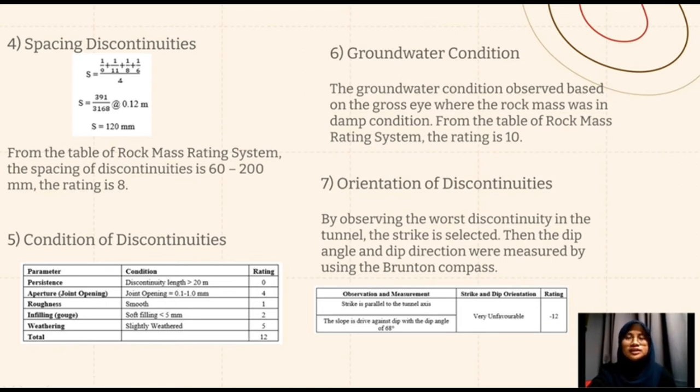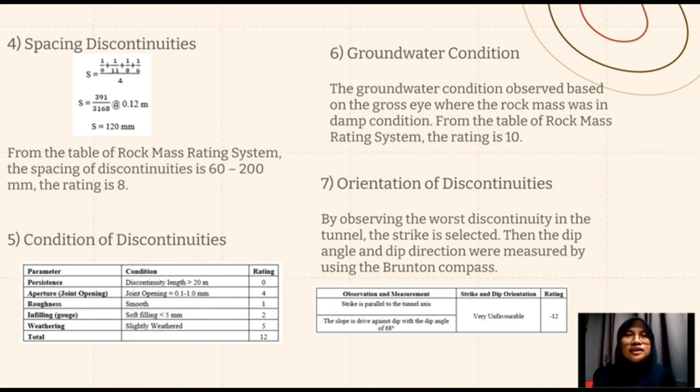Next is groundwater condition. The groundwater condition is observed on the rock where the rock mass was in the damp condition. So, the rating is 10 from the table of the rock mass rating system. Other than that, the orientation of discontinuities. By observing the worst discontinuity in the tunnel, the strike is selected. Then the dip angle and dip direction were measured by using a Brunton compass.